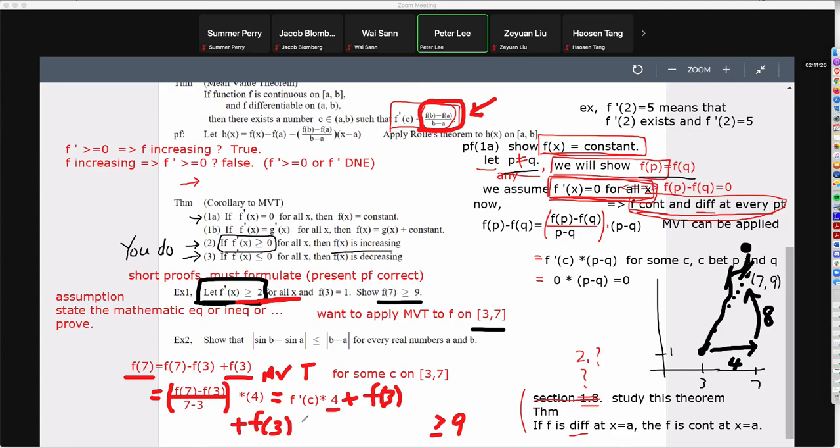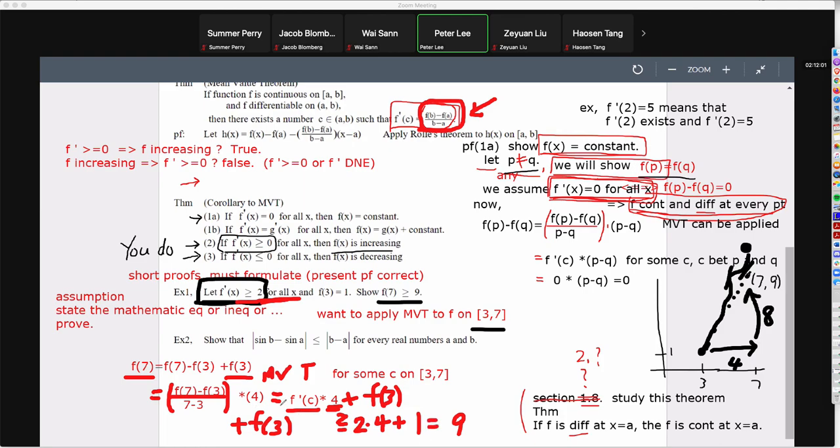And so now, what is this now? This is now therefore equal to f prime of c, which is greater than or equal to 2, and we have plus the number here. So we know that that is greater or equal to 2 times 4, and then plus f of 3. F of 3 is actually equal to 1. And so now we can say that that is equal to 9. And the proof is now over.